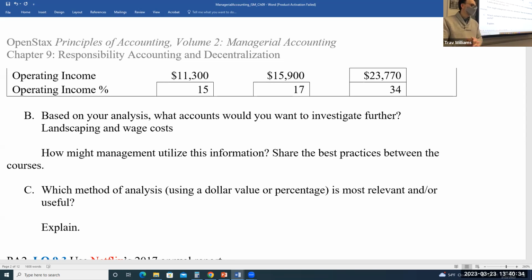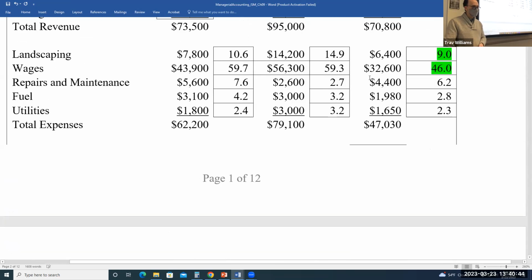So which method of analysis, using just the dollar values or using just the percentages, is the most relevant and or useful? You could use one or the other. Which would you prefer, looking at the dollar values or looking at the percentages? Percentages. I think it is easier to use, right? Because you could just compare one to the other. Whereas if you got the dollar amounts, they all have different revenues and different costs. And how do you really see the relationships there?